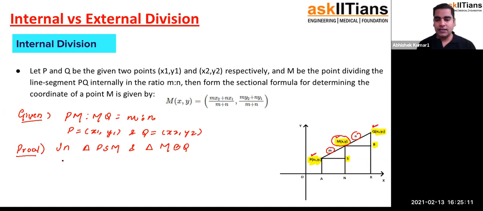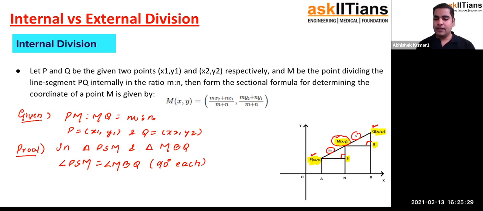So in these two triangles, can we say that angle PSM is the same as angle MBQ? And both of them are 90 degrees, right? They both are 90 degrees. This angle is 90 degrees. That angle is 90 degrees, correct?